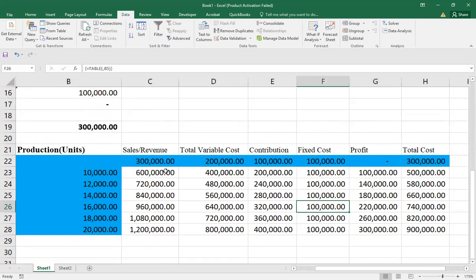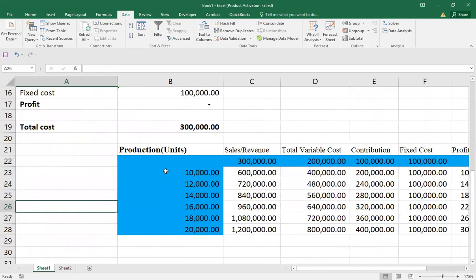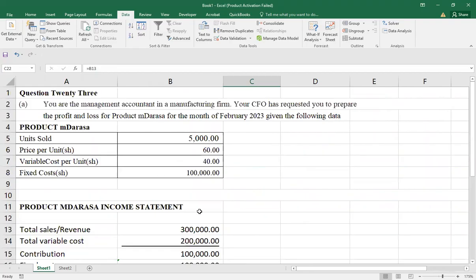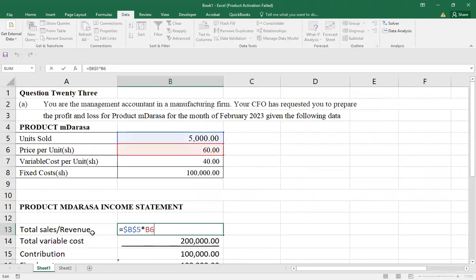Recall the class on data tables that Mwalimu handled with us the other time. You'll find that whichever results I'm having should always be linked to the original data. If you can recall, this was our original data here, and for us to achieve our total sales, it has been linked to the original data. Same for our total variable cost.